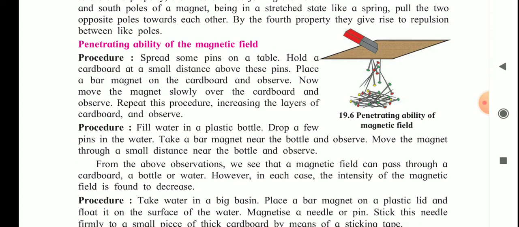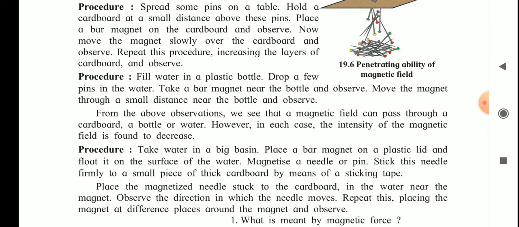Now fill the water in the plastic bottle, drop a few pins in the water, take a bar magnet near the bottle and observe. Move the magnet through the small distance near the bottle and observe. From the above observation, we see that the magnetic field can pass through a cardboard, a bottle, or water. However, in each case, the intensity of the magnetic field is found to decrease.